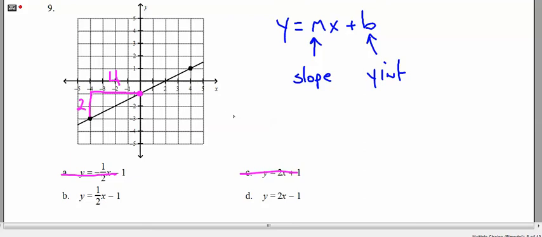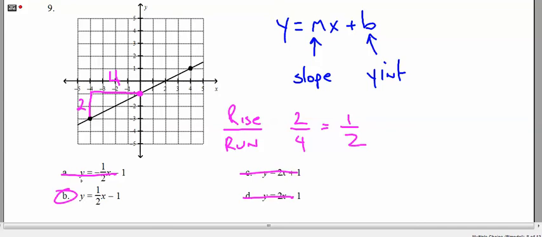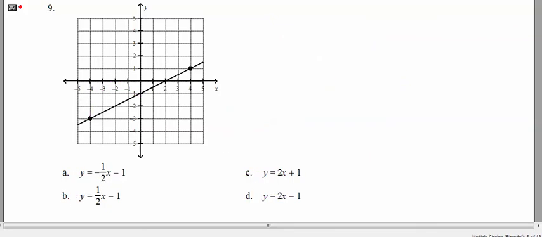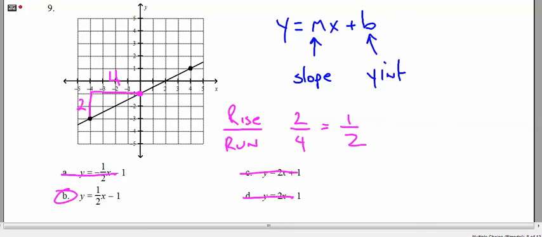So we're rising, how many? 2. We are running 4. 2 over 4 equals 1/2. So is it D? No, it's answer B. Okay? You would get the same thing, like when you reduced, you would get 1/2 if you went up to the other point.